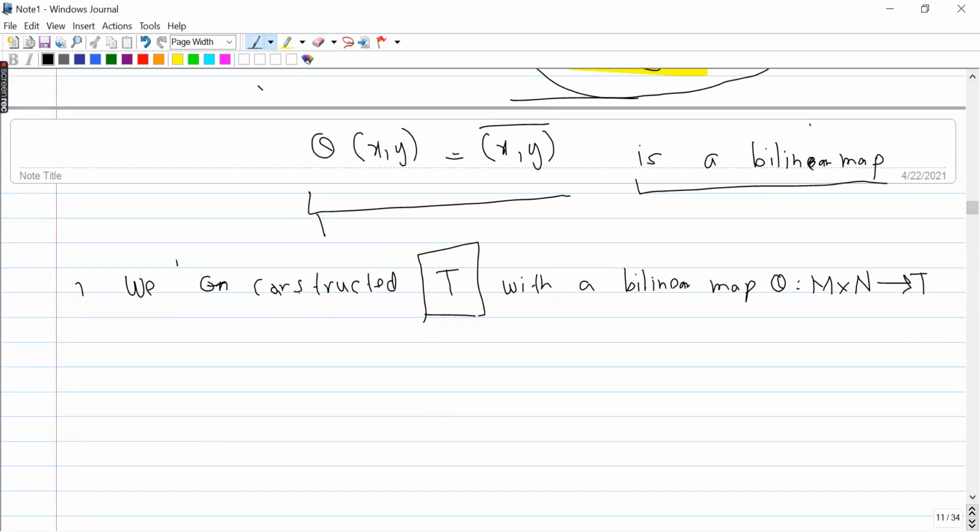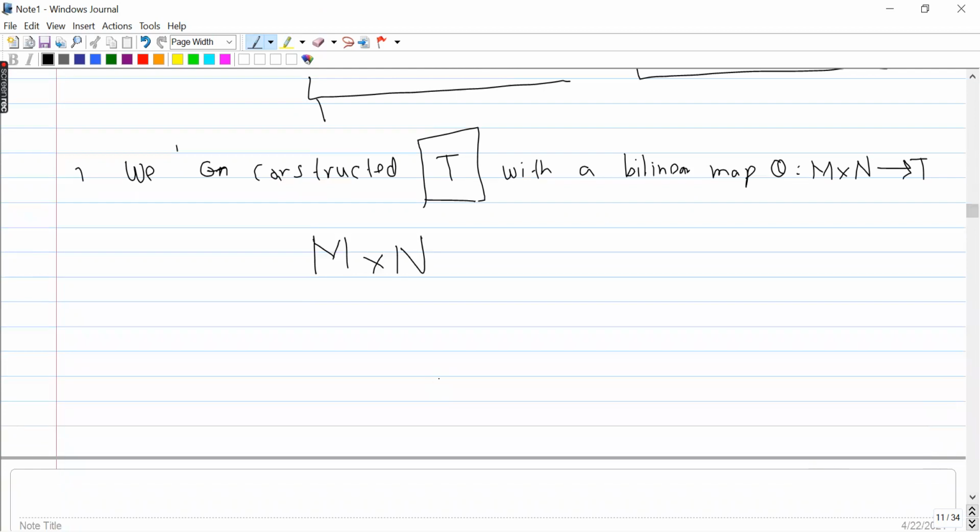Okay, so what does the universal property say? Here we have M cross N, and here we have T. And what does the universal property say? Now I know that there exists a bilinear map from here to here.